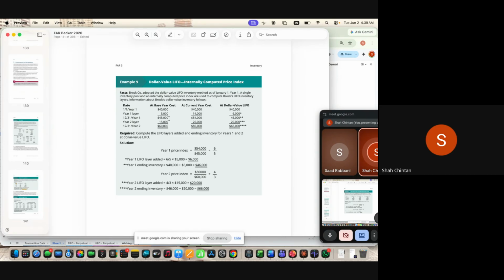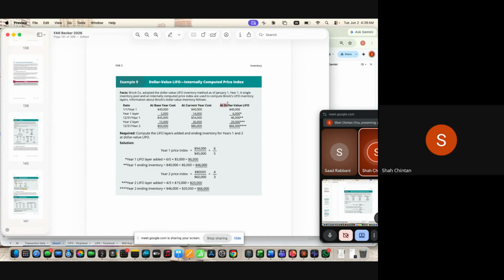So Brook Company has adopted a dollar value LIFO inventory on 1st January year 1. Single inventory pool and internally computed price index are used to calculate Brook's LIFO inventory layers. Now, what are the information given? On 1st January year 1, you had an inventory which has a base cost of 40,000. उसका current year का cost भी है 40,000 because this inventory was purchased way back और उसका pricing, let's say, $1 each था for 40,000 units. So you have a 40,000 cost which you are carrying right now.